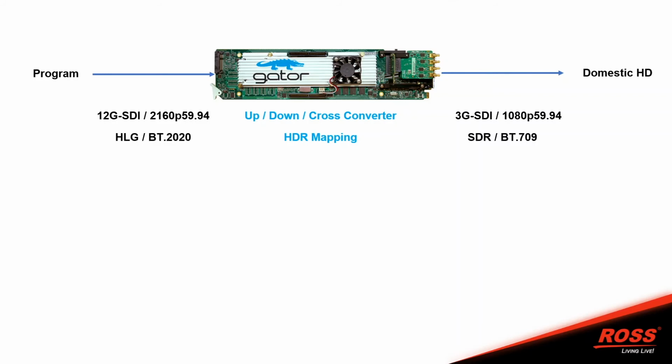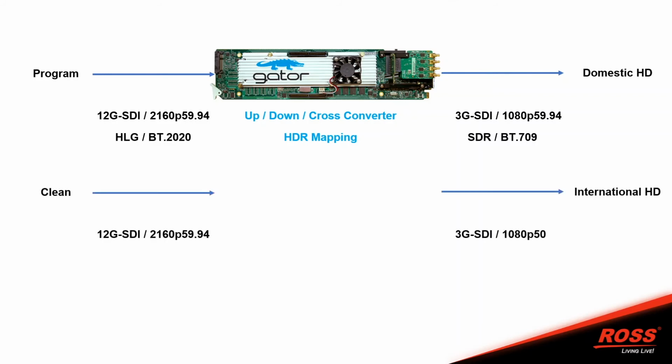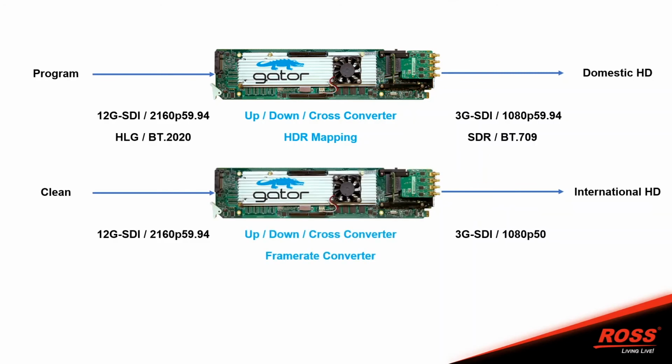Our international feed is a bit more complex. First, we need to down-convert our UHD to HD, but also need to do a standards conversion from 5994 frames to 50 frames per second. Gator's format and frame rate converter will make easy work of that. We'll take care of converting HLG to SDR as well.